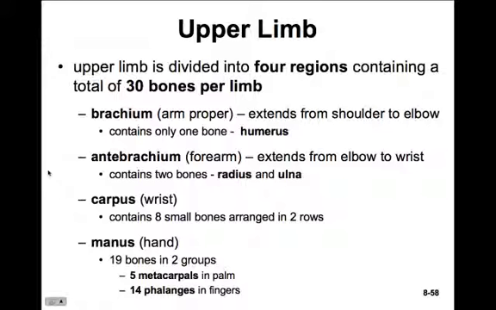The carpus is the wrist. It contains 8 small bones that are arranged in 2 different rows. And the manus is the hand. There are 19 bones in 2 different groups. There are 5 metacarpals, which are the palm of your hand, and 14 phalanges, which form the fingers.